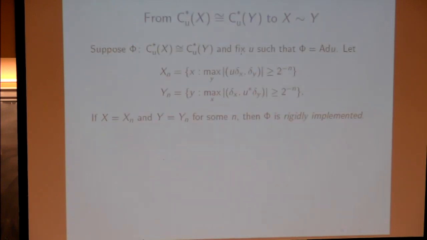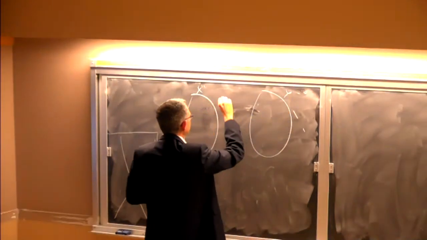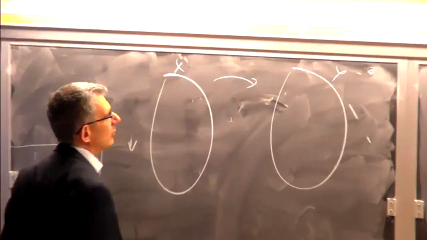Okay, but let's see how we get from algebra isomorphism to coarse equivalence of spaces. So suppose that we have an isomorphism between C*-algebras, and fix a unitary such that conjugation by that unitary implements the isomorphism. And now look at the following sets. Here's X, here's Y, right? So the unitary sends L2 of X to L2 of Y.